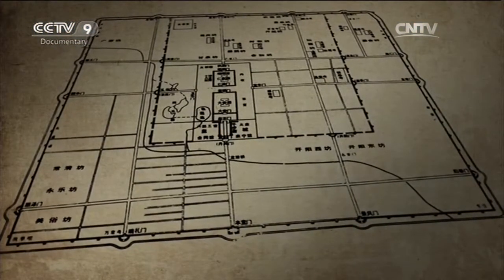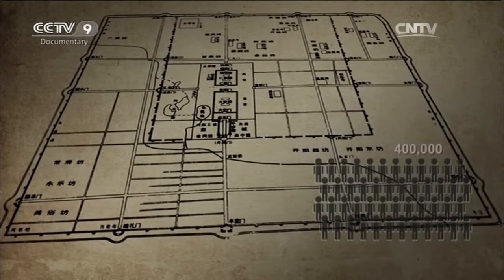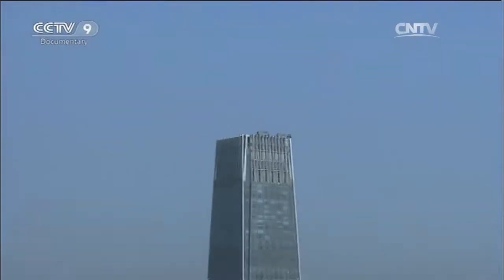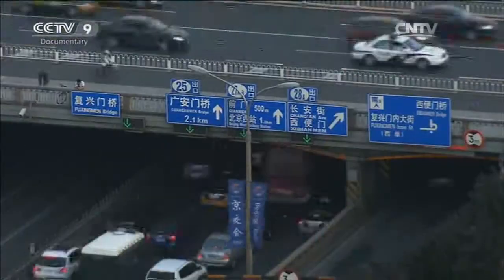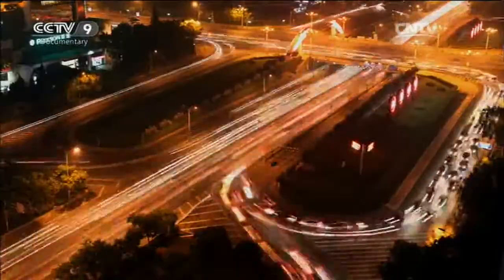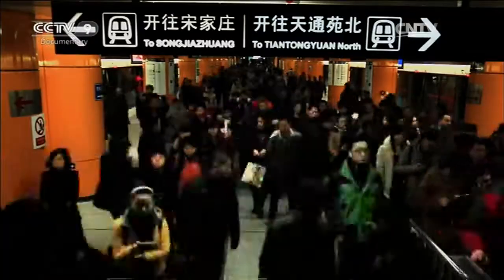When Beijing was chosen to be the capital, its population was only 400,000. Today, over 20 million people live in the city. Population density is around 25,000 people per square kilometer.